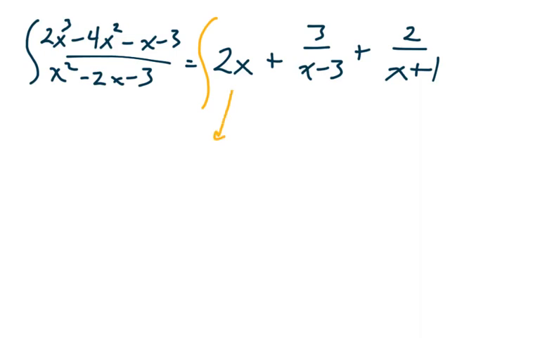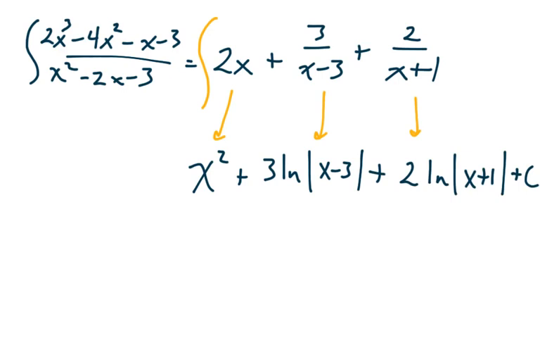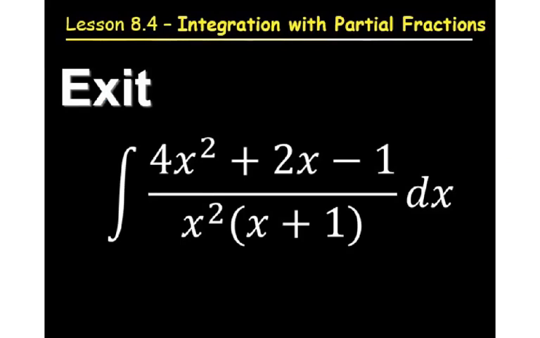Integrate 2x, yes, that's part of the decomposition. Thankfully, that's easy, and that ends up just being x squared. Integrate your next fraction. It's going to be a nice little ln, so 3 ln of x minus 3. And your last fraction, which is another ln, so 2 ln of x plus 1. So remember, if you have an improper fraction, you always have to divide out the improper part and then decompose the rest. And now you're ready for your exit problem.